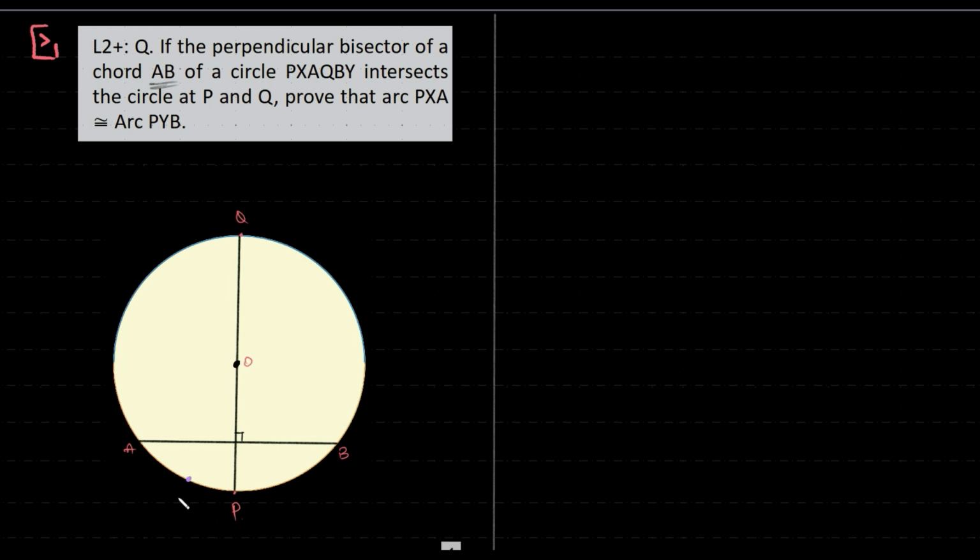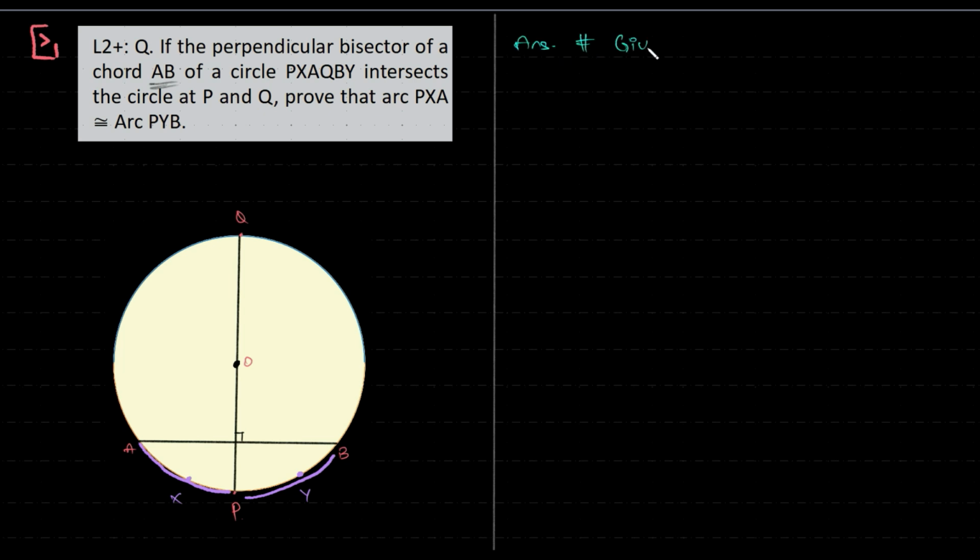So this would be X, PXA, and this is Y. And now the diagram is complete. So they are asking us to prove PXA, this particular length, is equal to PYB, this length. So that would be our question. So now how will we do this? Think about it.